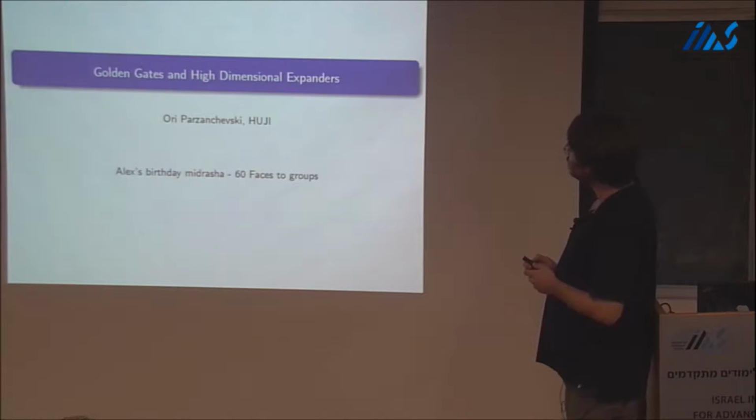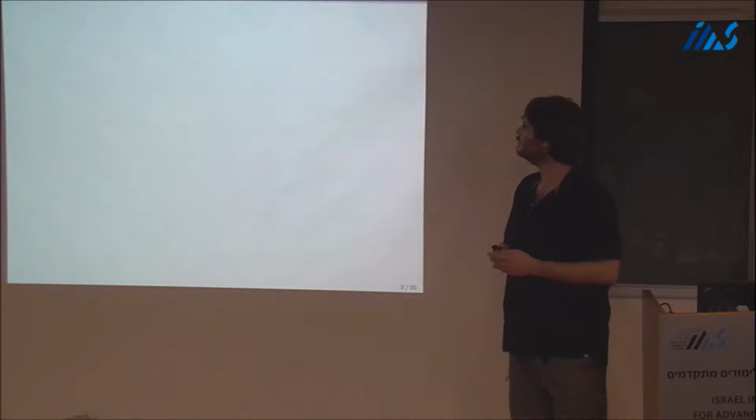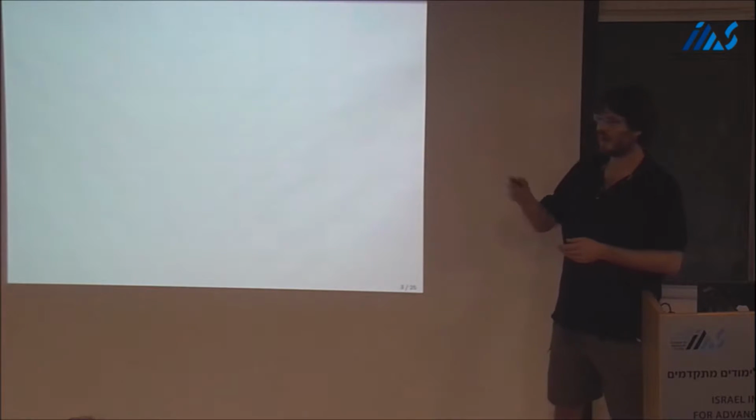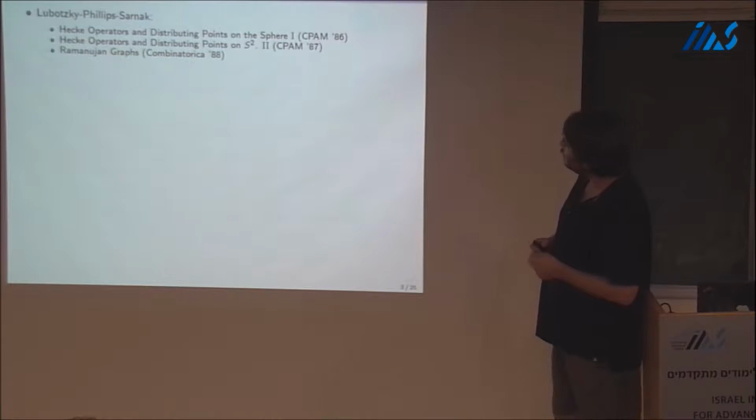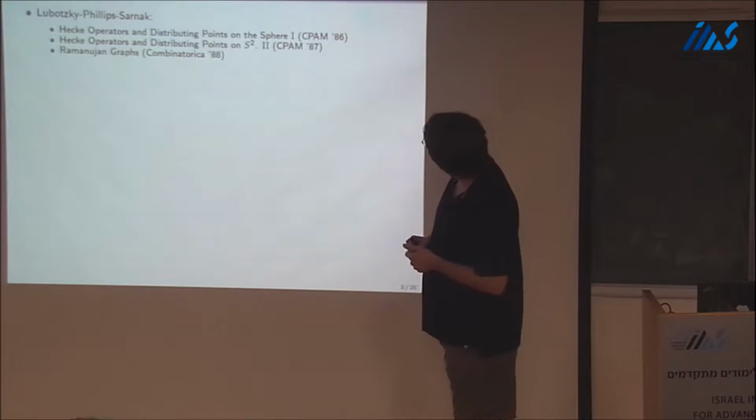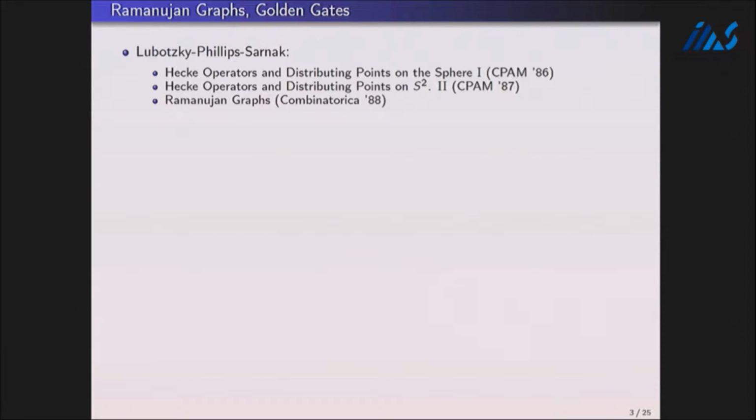So we'll start with Ramanujan graphs. Peter and Alex and Phillips wrote 3 papers around '86, '88. And one of these papers became a major hit, and 2 of them went a bit unnoticed. I think they realized a few years later that it's all about a catchy title. Ramanujan graphs is very catchy, and Hecke operators and distributing points on the sphere part 1 is much less catchy. I think today they know this.